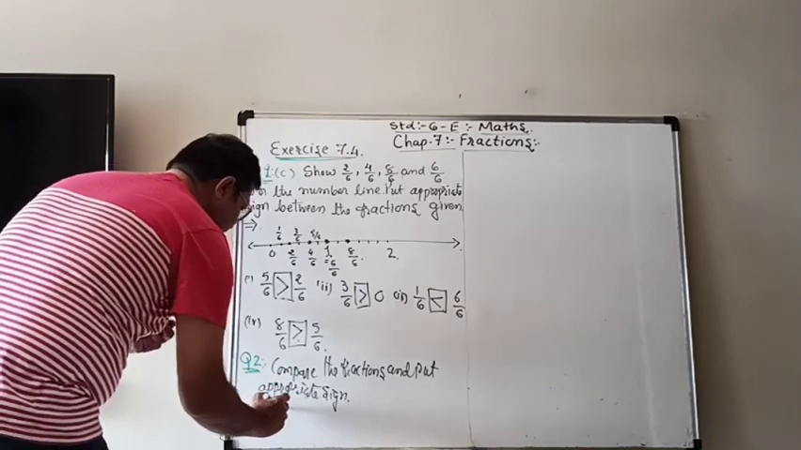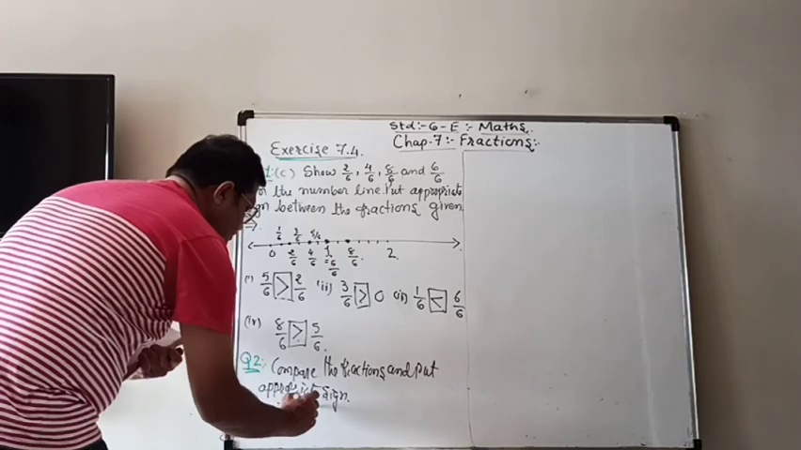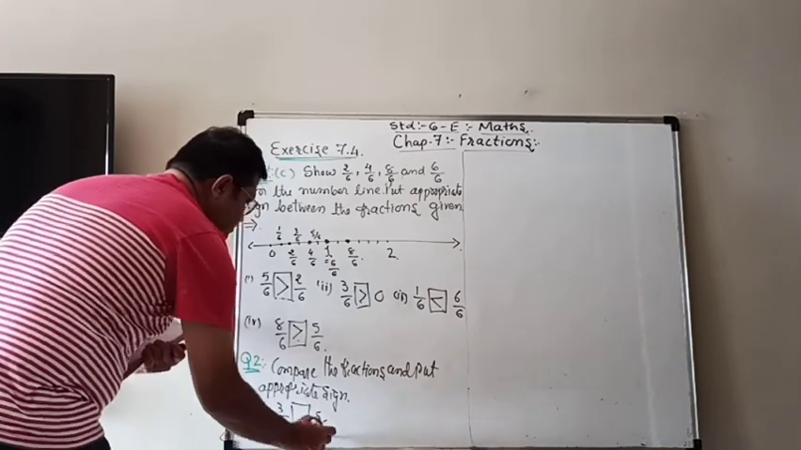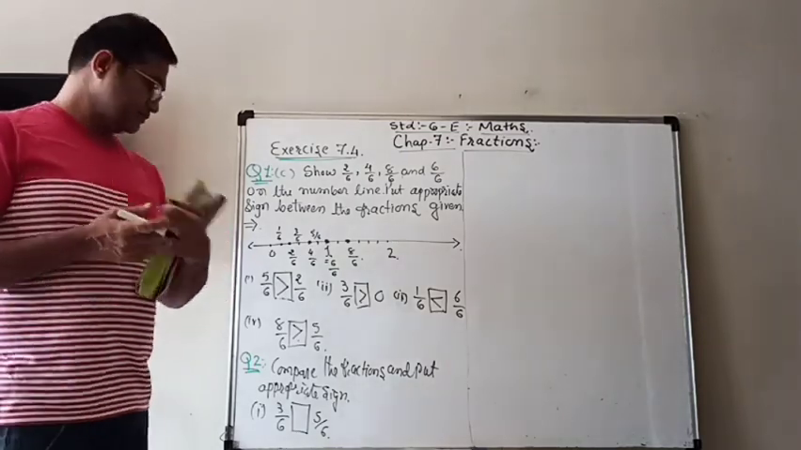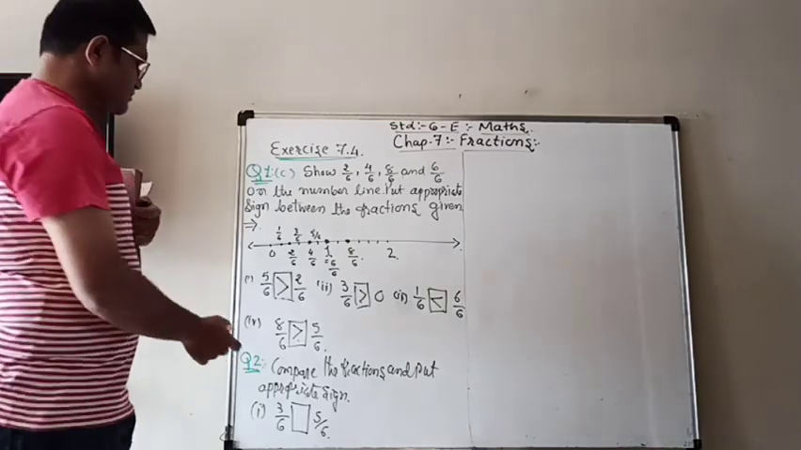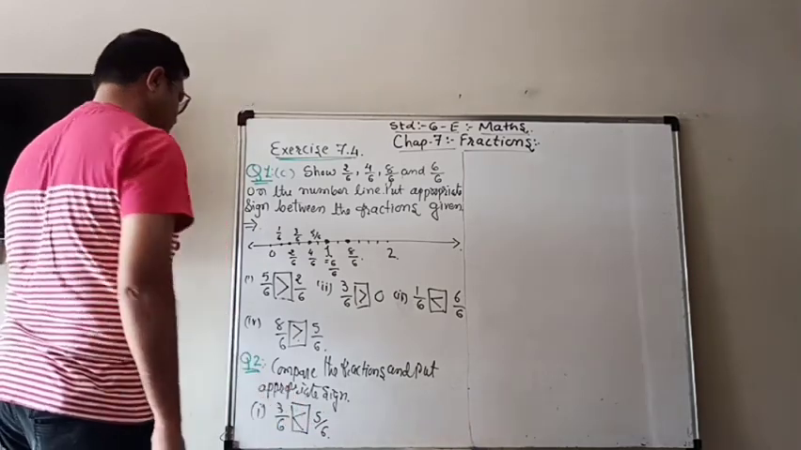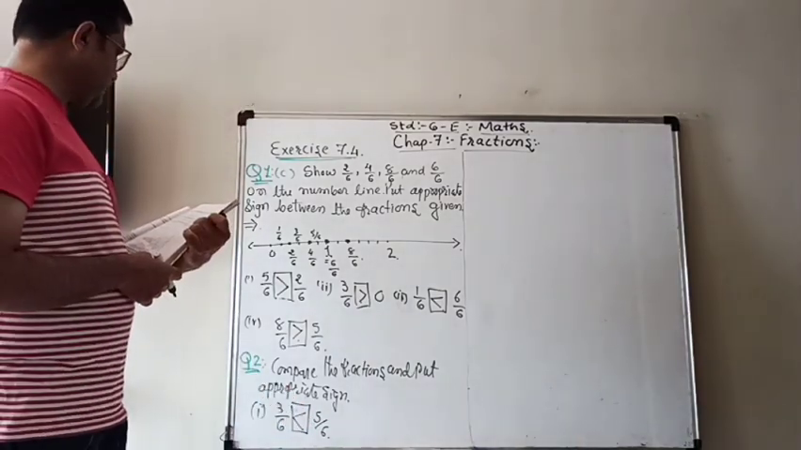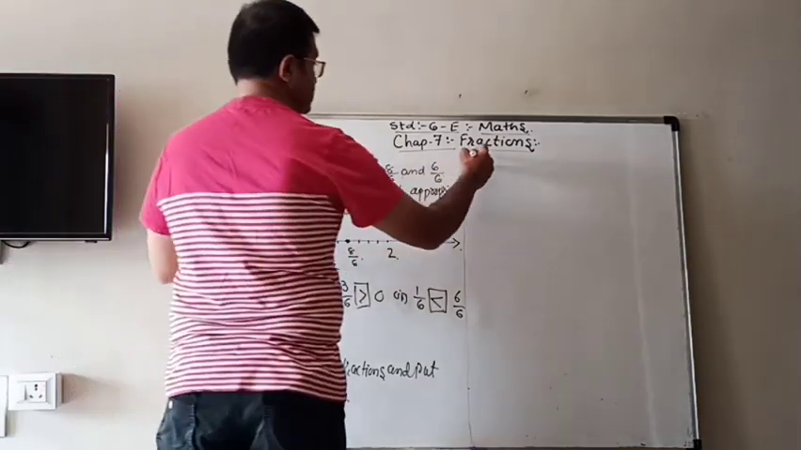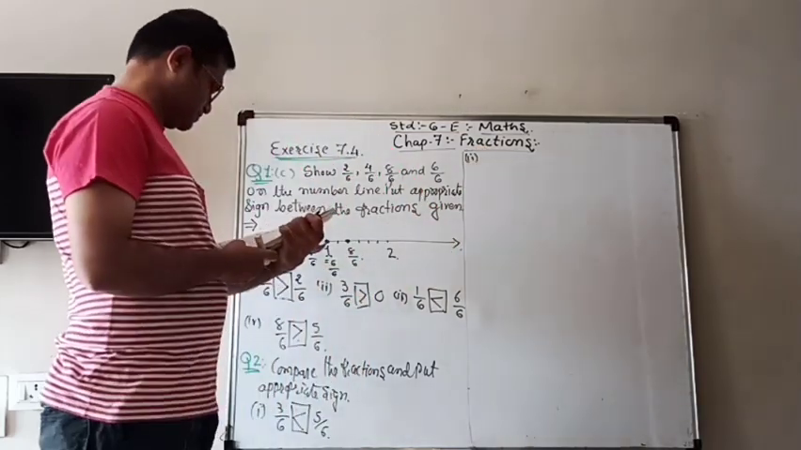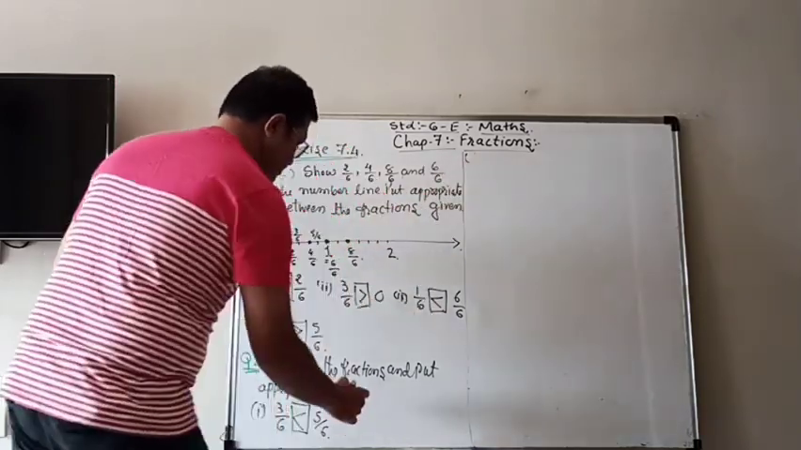3 by 6 and 5 by 6. Now here it is easier. Again, why? Because they are like fractions. So now 3 by 6 is less than 5 by 6 because 3 is less than 5. But in the second one we have to do the method also because they are not like fractions. In the second, actually it is also easier, so we can do it directly also.